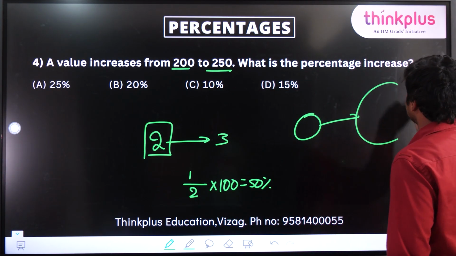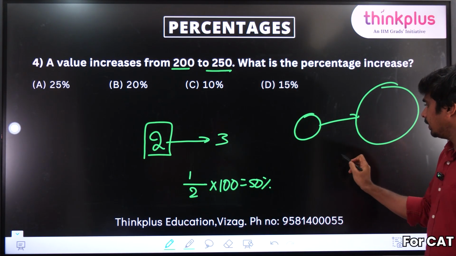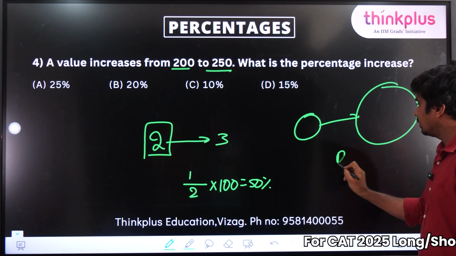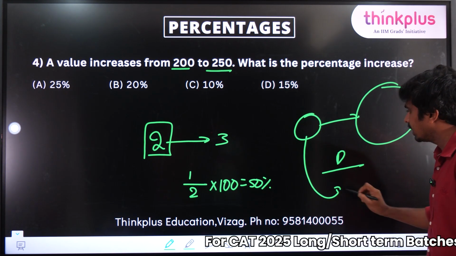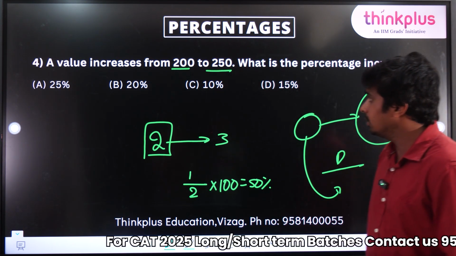You can see in a lot of movies also, the hero starts with very little money and he will earn a lot of money. The difference is the profit. I write the difference by the base value. Every time you should compare with the base value.